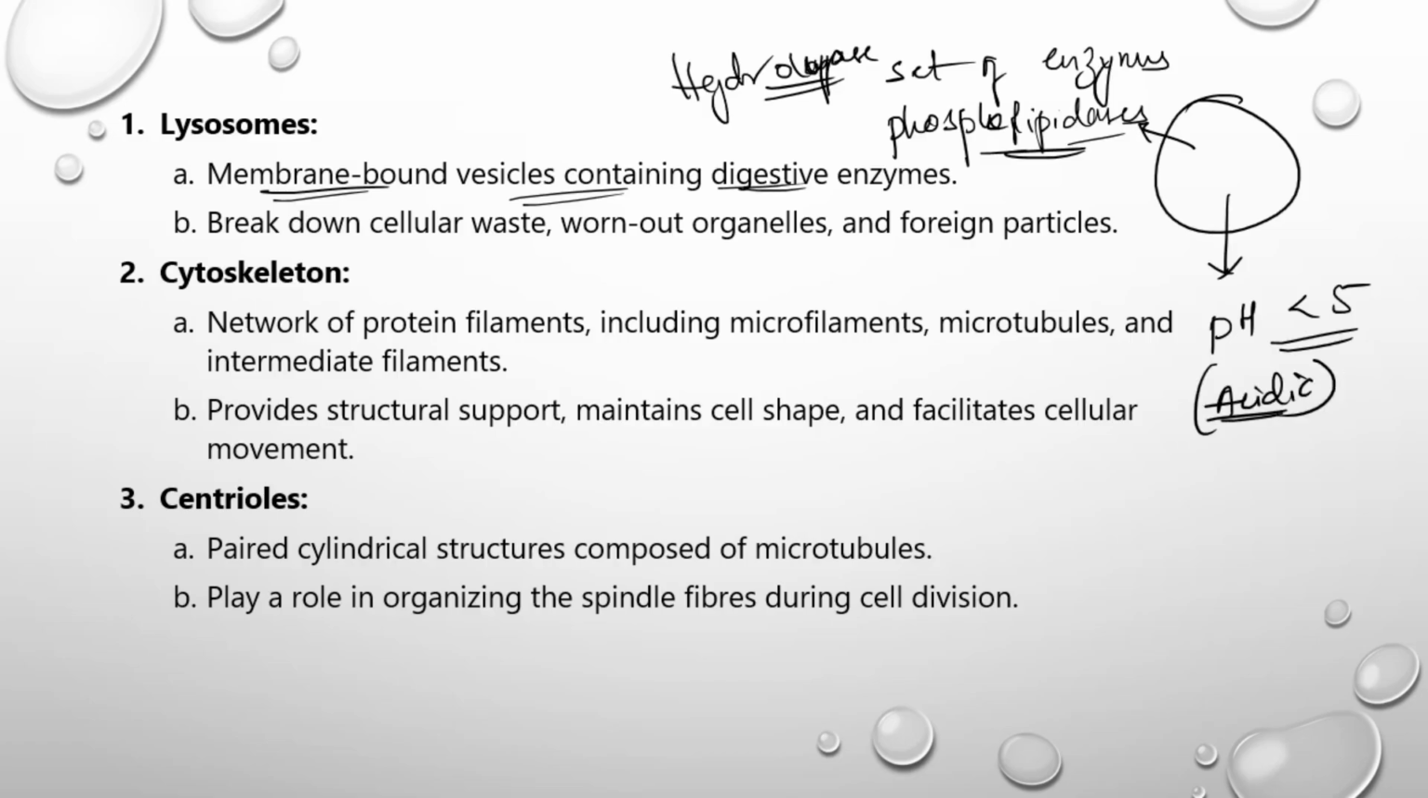The pH of the cell is basically neutral, 7.0, but the lysosome has a well-defined membrane. Because of the presence of that membrane, the internal pH can be maintained at or below 5. If the acidic medium is maintained, then the enzymes which are responsible for the digestion will be active, otherwise they will be inactive.